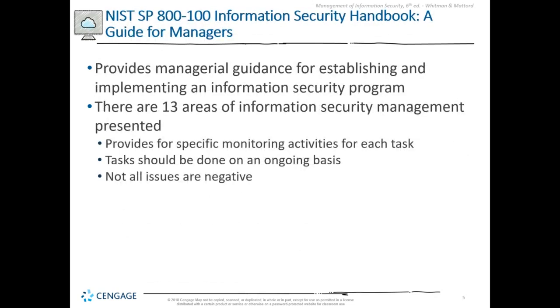One we're going to look at is the NIST SP 800-100, the Information Security Handbook, a guide for managers. This provides managerial guidance for establishing and implementing an information security program. With this, there are 13 areas of information security management presented. They provide specific monitoring activities for each task. The tasks are something that should be done on an ongoing basis. And keep in mind, not all issues are negative.